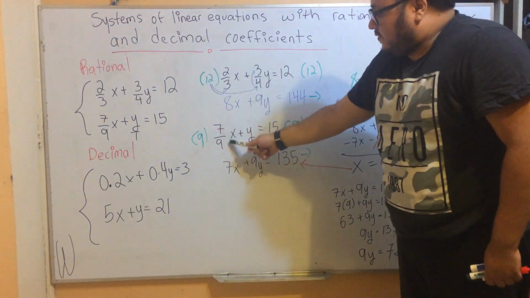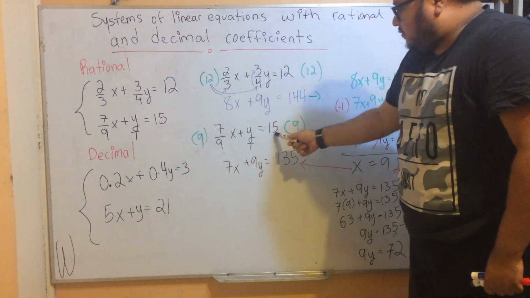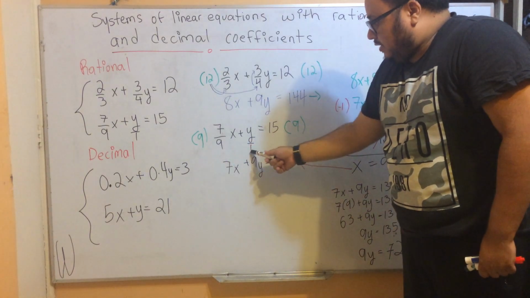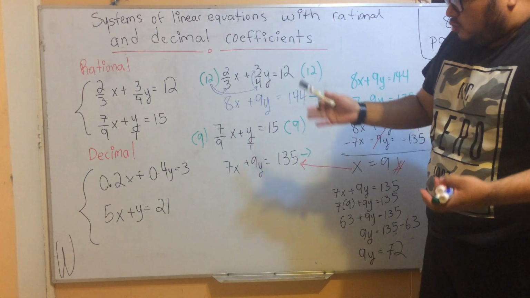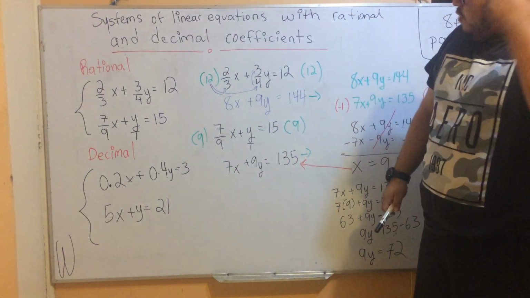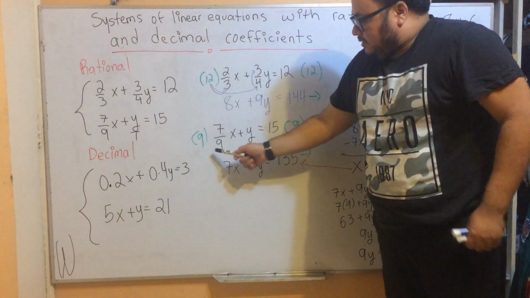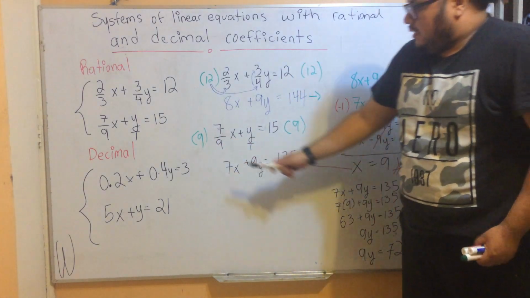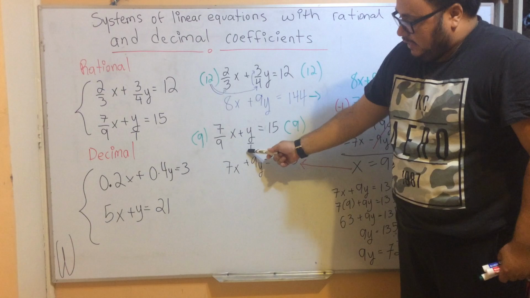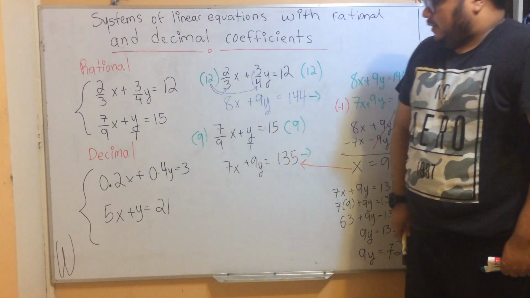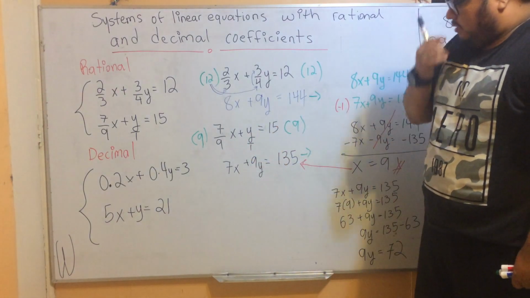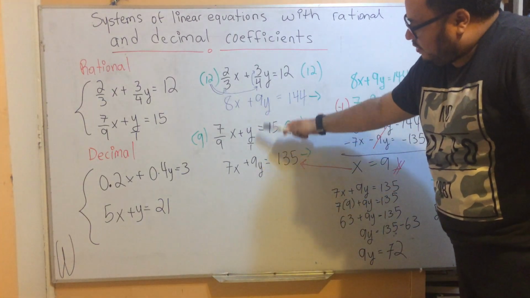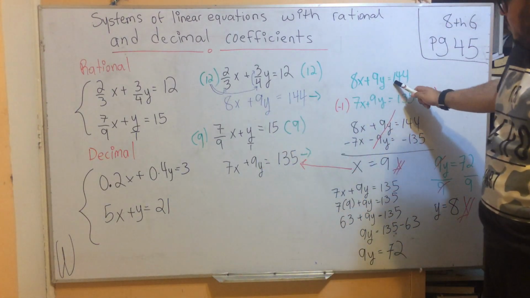We have 7/9 x plus y equals 15. In this case, the least common denominator between 9 and 1 was 9, because we're trying to eliminate this fraction. 9 divided by 9, 1 times 7, 7. 9 divided by 1, 9 times 1, 9. And 15 times 9, 135. And now that we have them without the fractions, we just put them here.